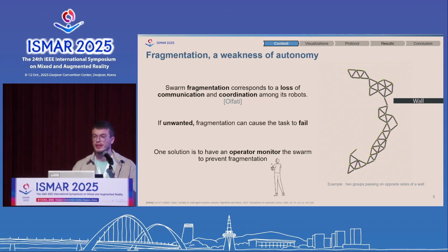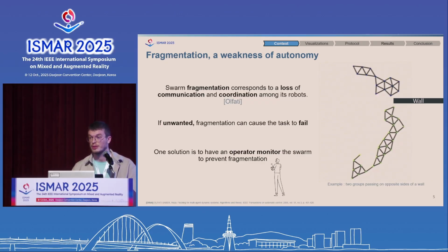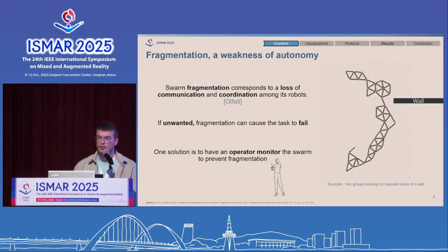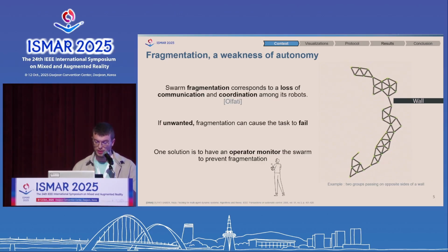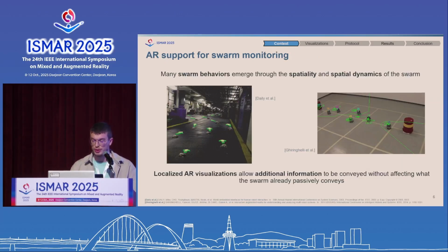So one solution is to ask an operator to monitor the swarm to prevent fragmentation. But monitoring a swarm is complicated, so we want to help the user to do it. As many swarm behaviors emerge from the spatiality and spatial dynamics of the swarm, we want to keep this aspect visible for the user. One great solution is to use localized AR visualization, which allows us to add information without hiding what the swarm already conveys. So that's what we will present in this study.